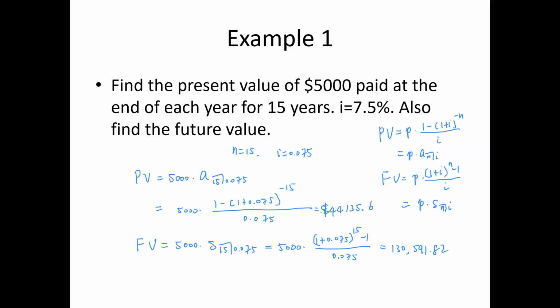All right. You can also do this. The future value equals the present value times 1.075 to the 15. Then you will get the same answer. Okay, all right. Next question.